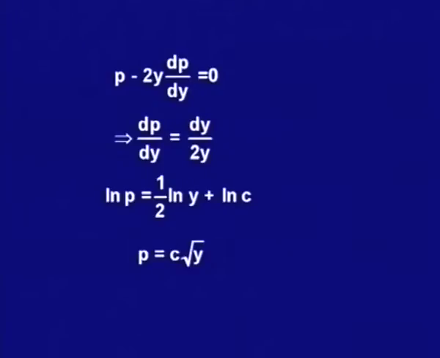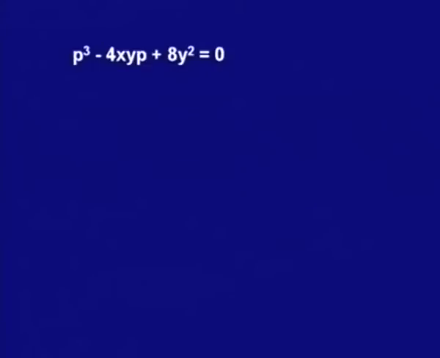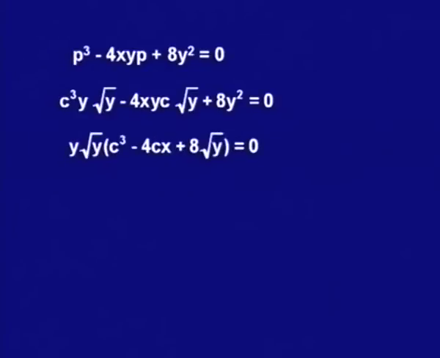Now, use this solution in the original equation. The original equation was p cube minus 4xyp plus 8y square is equal to 0. Here we will put p is equal to c root y. So, what we get is c cube y root y minus 4xy times c root y plus 8y square is equal to 0. If we simplify it, what we are getting is y root y c cube minus 4cx plus 8 root y is equal to 0.